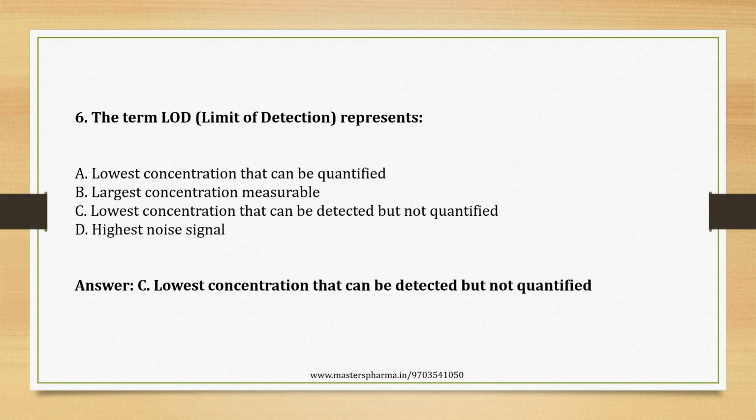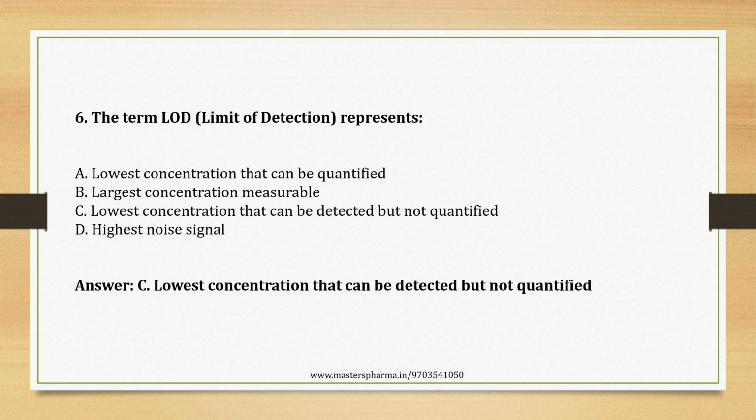Now we see the other options. Option A, lowest concentration that can be quantified. This is the LOQ, limit of quantification, not the LOD. LOQ is equal to 10 times the noise. Option B, largest concentration measurable. This refers to the upper limit of the calibration curve, not the LOD.